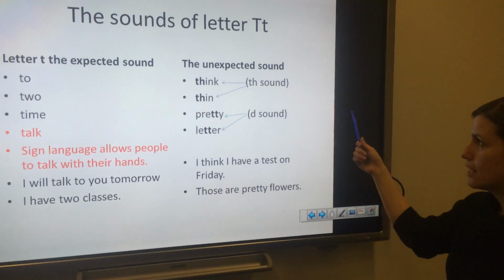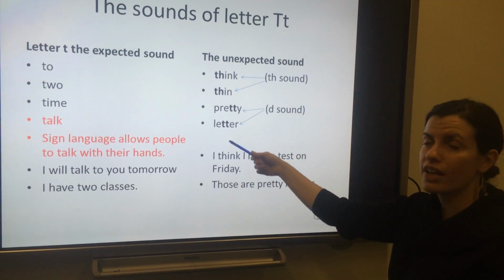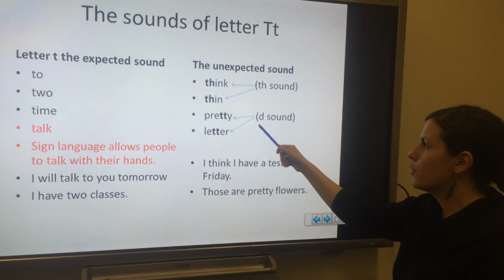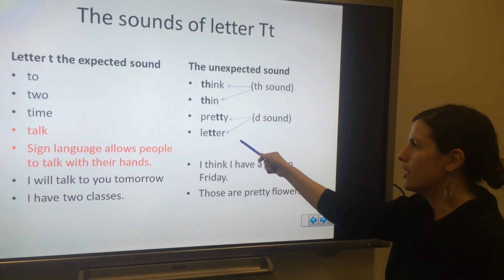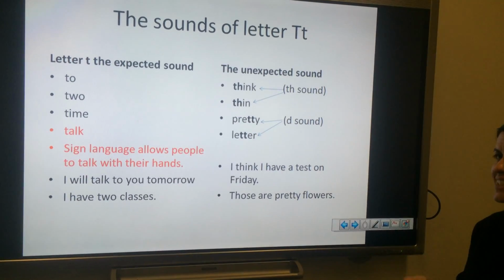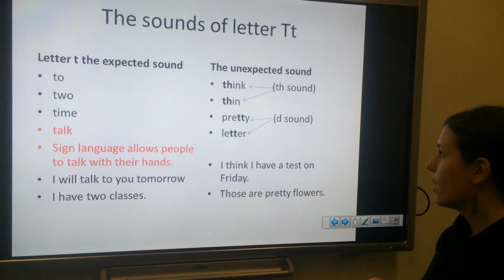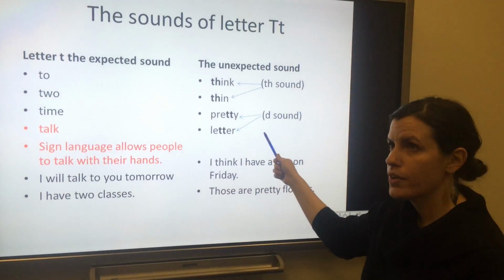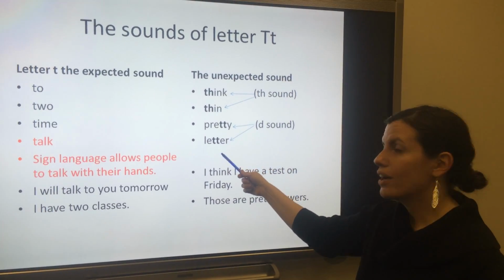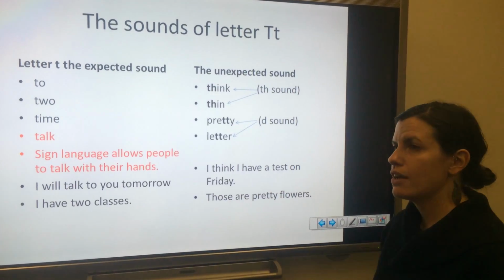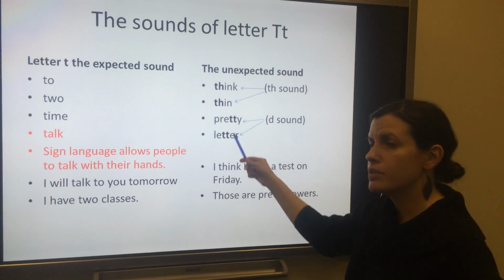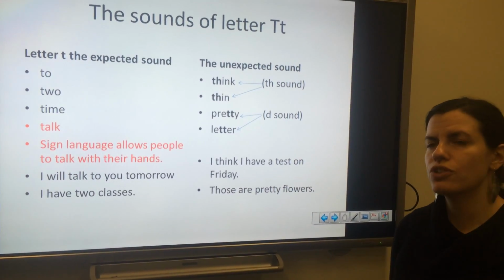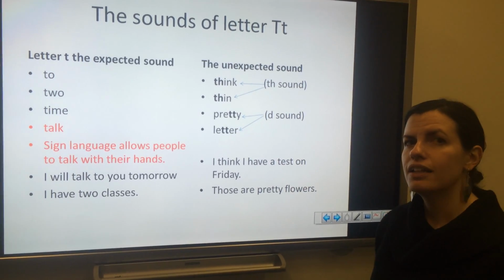The unexpected sound, we saw this already with the letter H, is the "th": think, thin. And here we have 2 words, pretty and letter. Now, we don't say these T's. In America, when you have a double T in a word, it actually makes a D sound. So this is pretty or letter. If you pronounce your strong T with a double T, people are going to notice because we don't say that. It's pretty, letter.